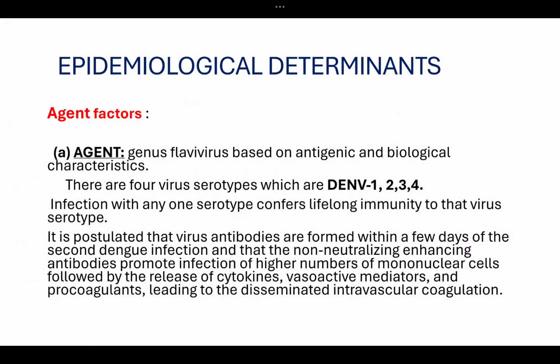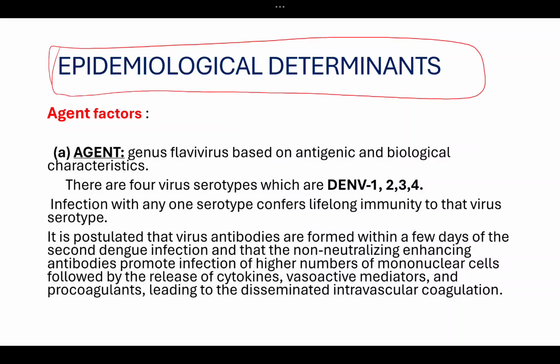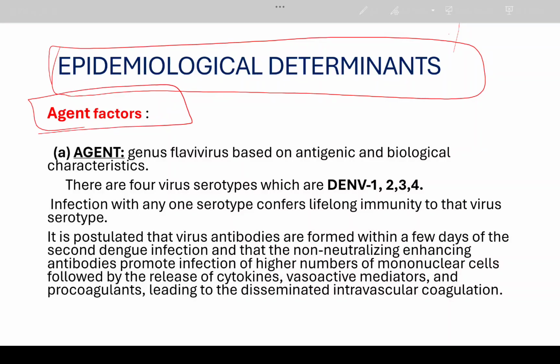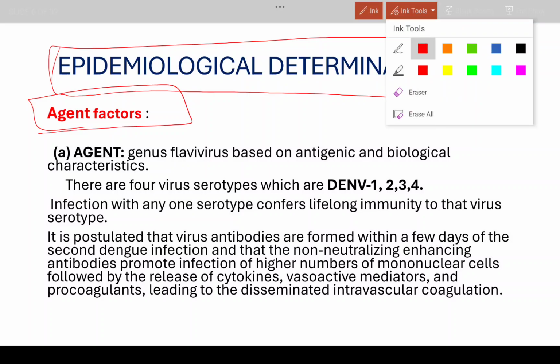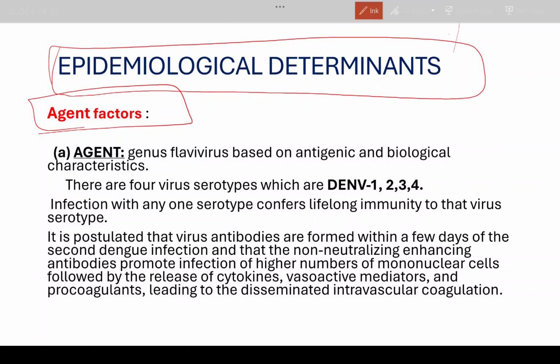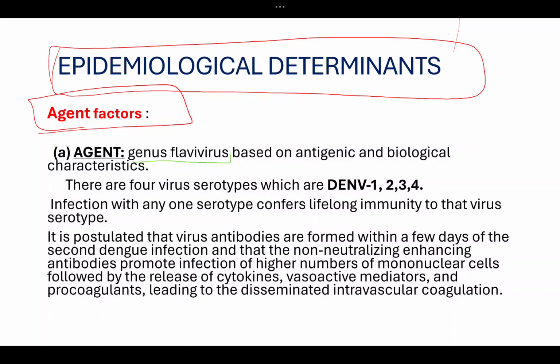Now we'll move further to the epidemiological determinants. Very important from your SPM point of view are the epidemiological determinants: the agent factor, host factor and environmental factor. Let us begin with the agent factor. In the agent factor, we'll see that the agent belongs to the genus Flavivirus. It is based on antigenic and biological characteristics.